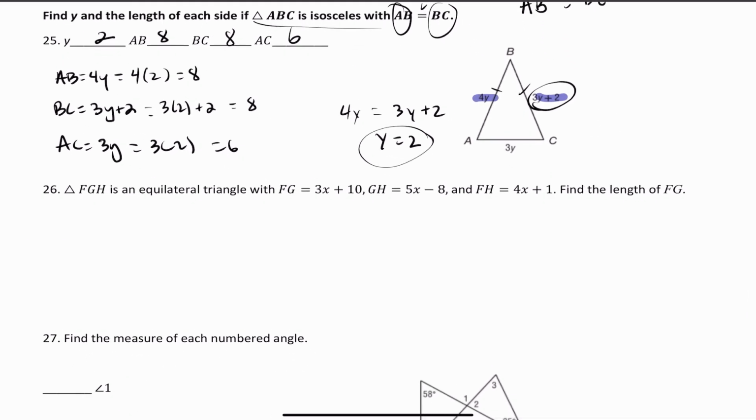Triangle FGH is an equilateral triangle. So that means that we're dealing with equal sides. Where FG is 3x plus 10, GH is 5x minus 8, and FH is equal to 4x plus 1. Find the length of FG. So go ahead and draw your triangle FGH. And when you're drawing your triangle, you're going to have to label it properly and in order, by the way.